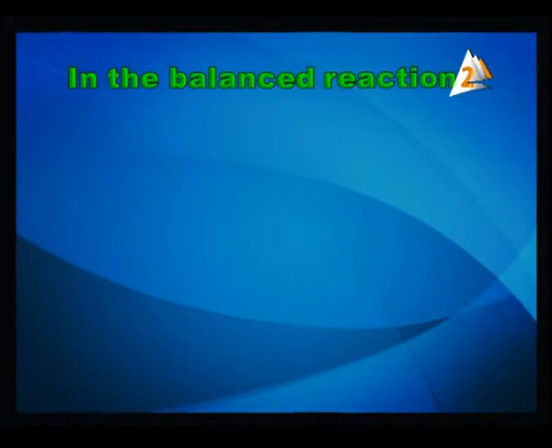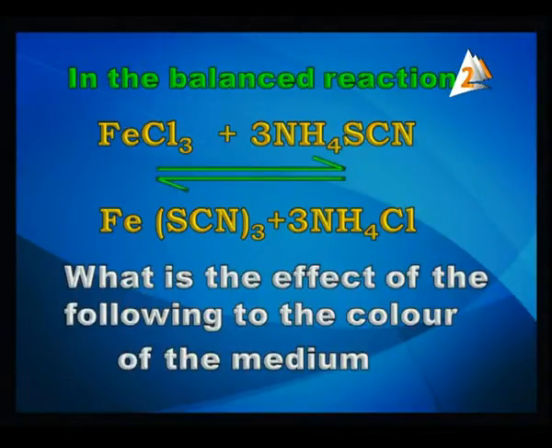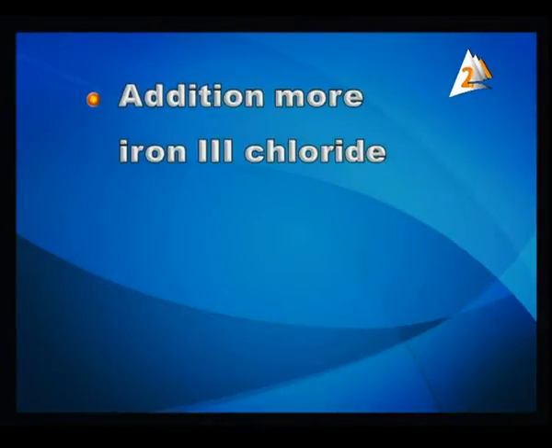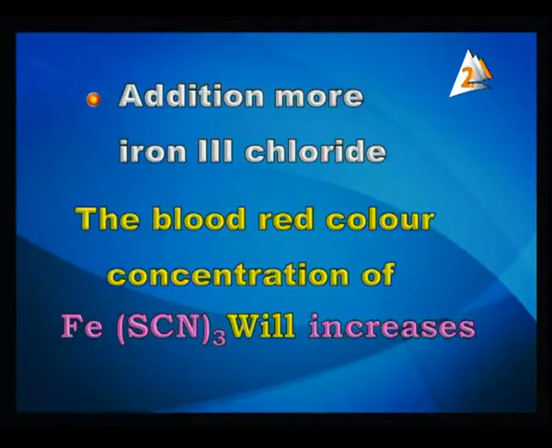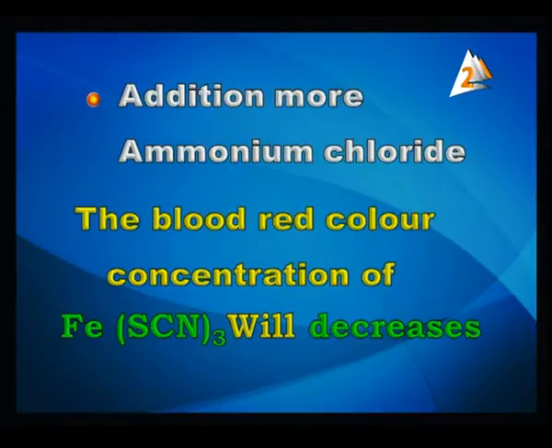Next type of question, my dear students. In the balanced reaction, FeCl3 plus 3NH4SCN gives Fe(SCN)3 plus 3NH4Cl. What is the effect of the following on the color of the medium? Addition of more iron 3 chloride. Yes, the blood red color of the iron 3 thiocyanate will increase. Addition of more ammonium chloride, the blood red color of iron 3 thiocyanate will decrease.